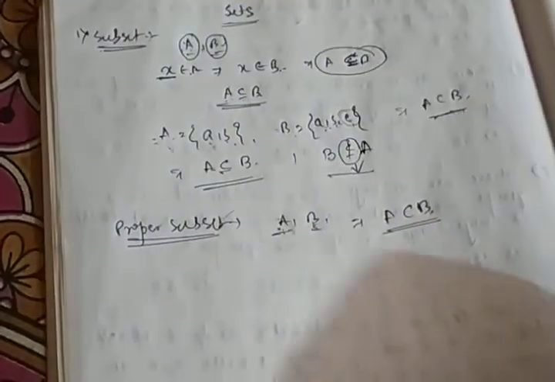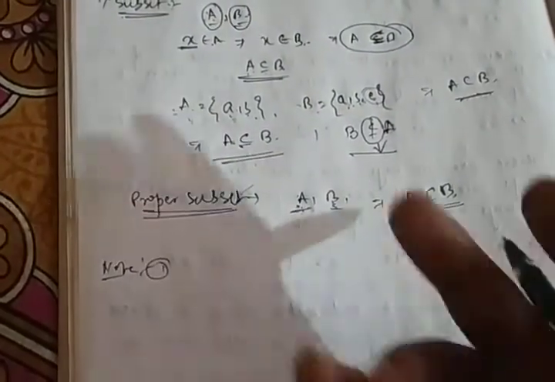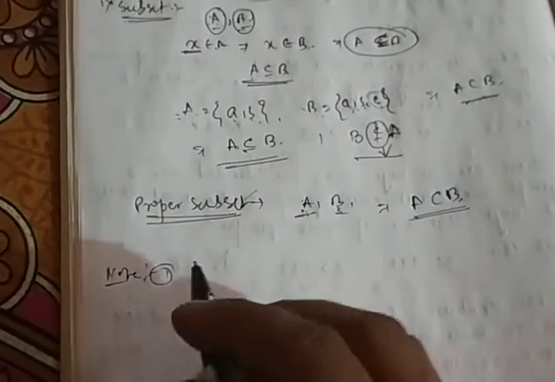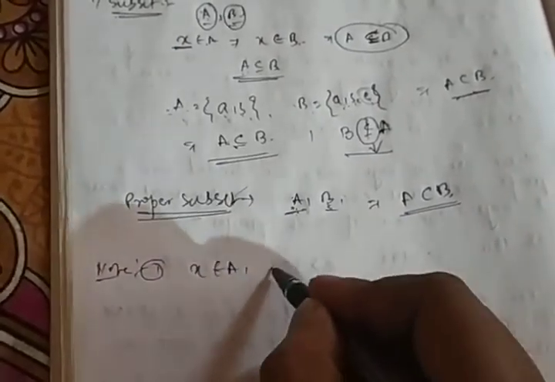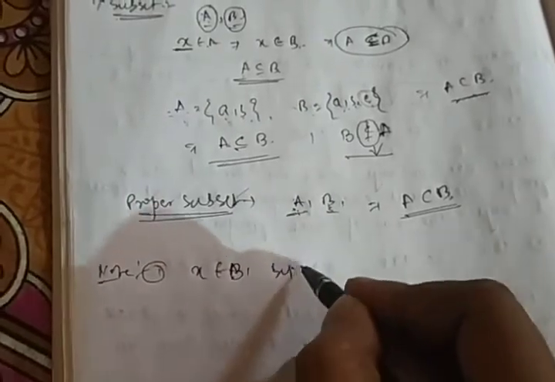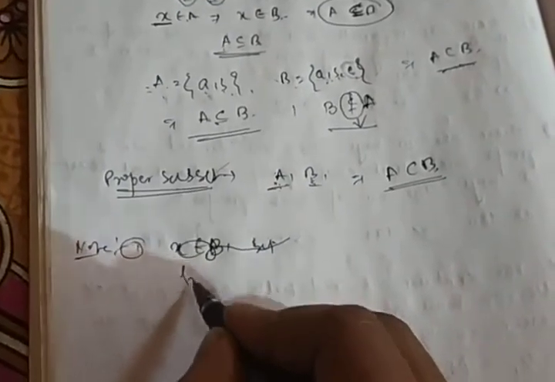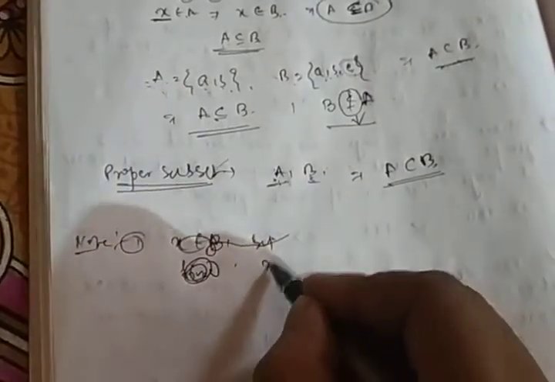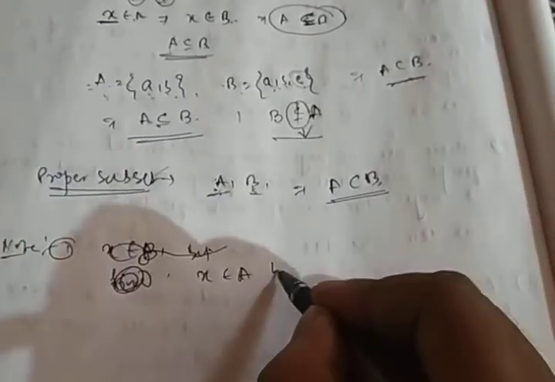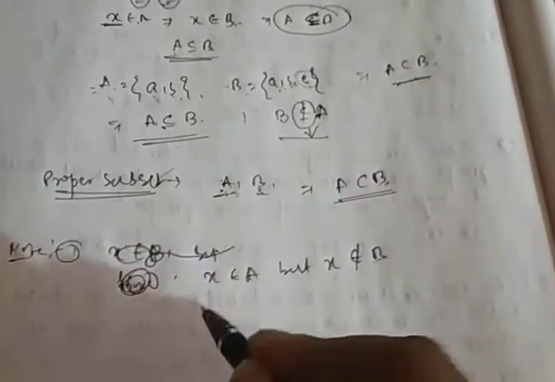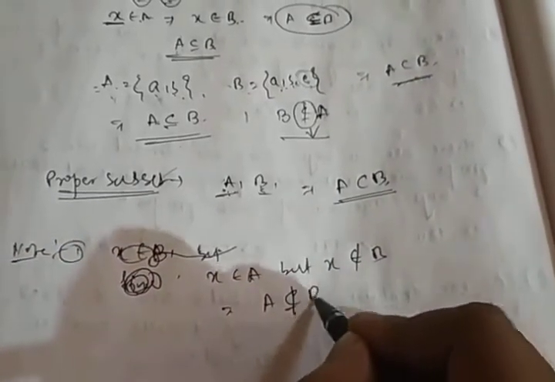Now, notes. Note 1: if we find an element x that belongs to A but x does not belong to B, then we can write A is not a subset of B.